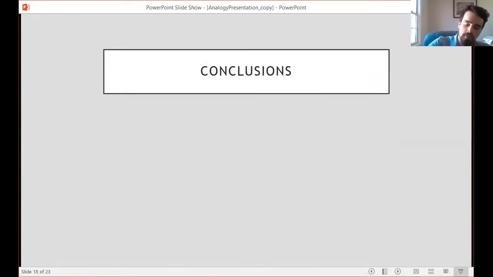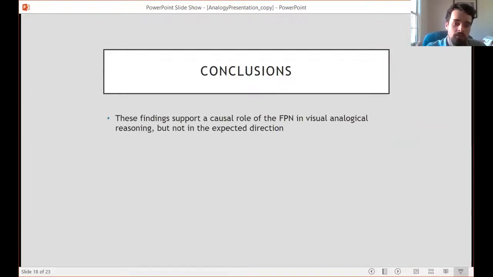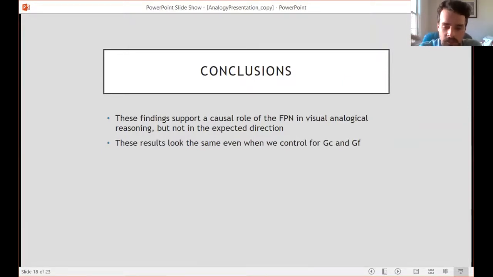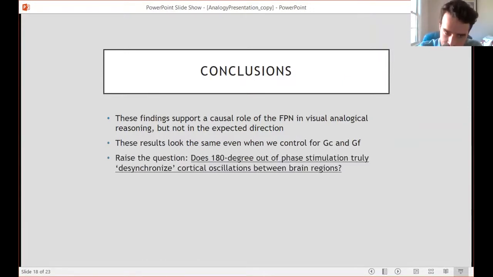So some conclusions for that particular study is that they do support the causal role of the frontoparietal network in visual analogical reasoning, but not verbal analogical reasoning, but again, not in the expected direction. They also look the same if we control for fluid intelligence and crystallized intelligence. And it raises the question of whether or not this 180-degree phase stimulation truly desynchronizes cortical oscillations between brain regions for those reasons I just discussed.